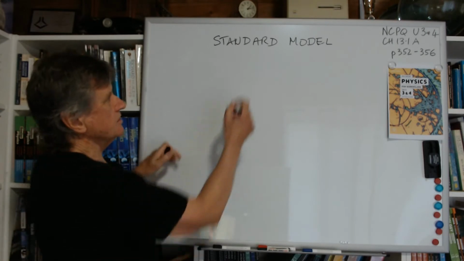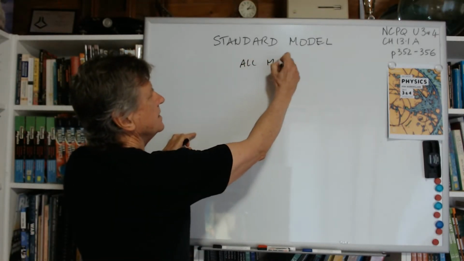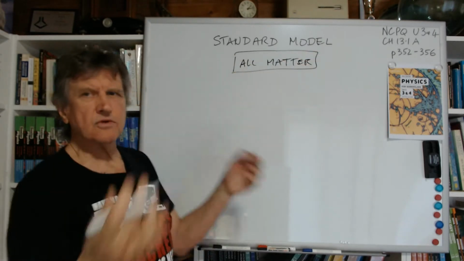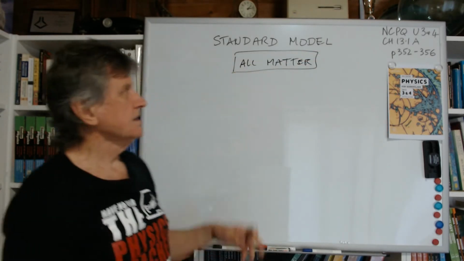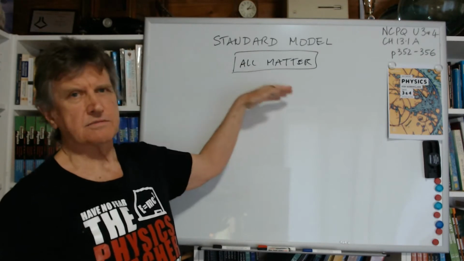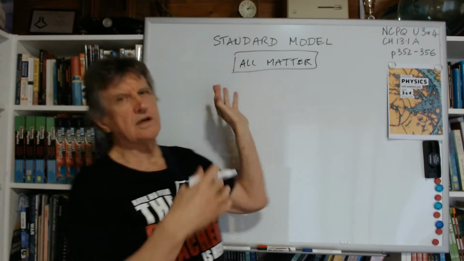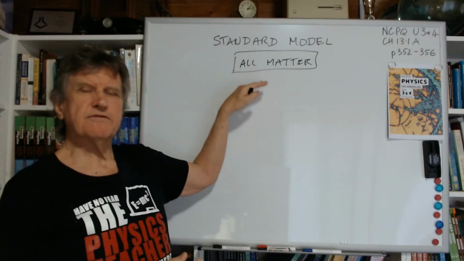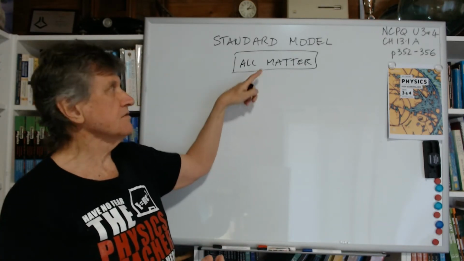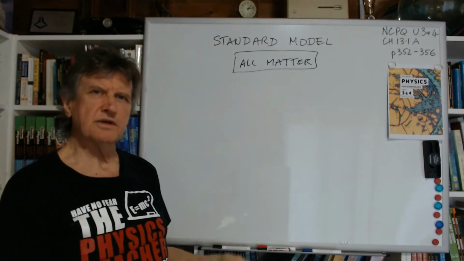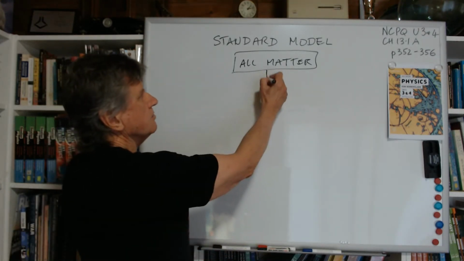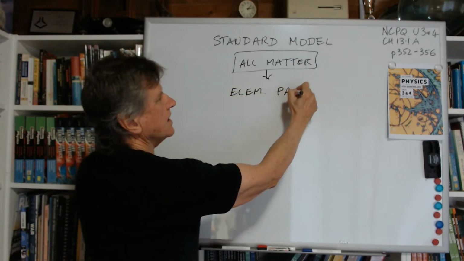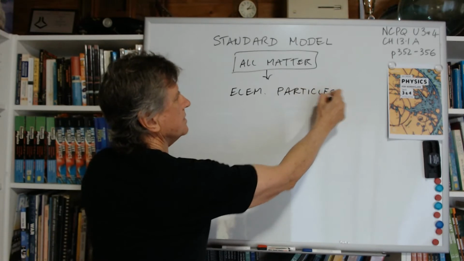Firstly, let's have a look. Let's say we've got all matter. Now you can divide up all matter in a number of ways. In chemistry you might have divided it into atoms and molecules, or elements and compounds, or something like that. What we're going to do in physics in this section is divide that up into its elementary particles. So I'll put a little arrow here and write elementary particles. I'm abbreviating this, but you get the idea.